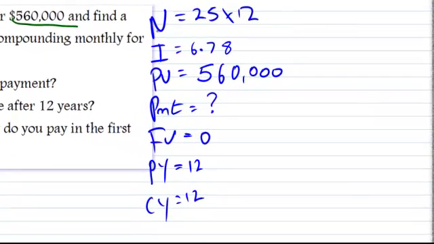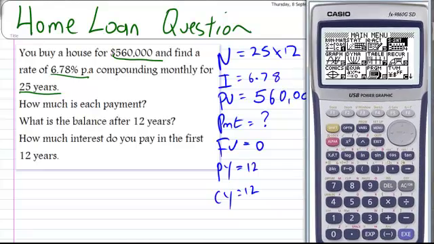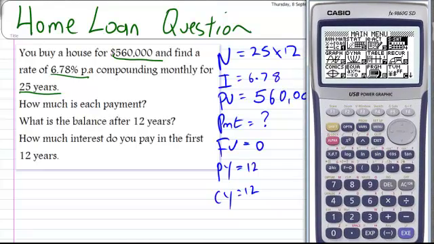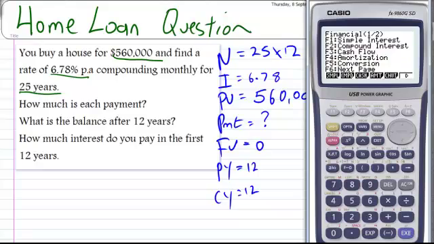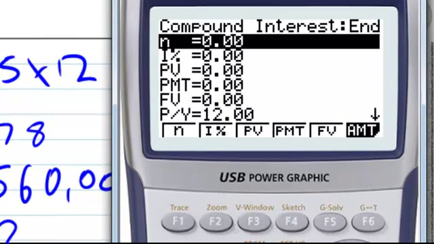So once again, you've got to write down the N, I, PV, payment, future value, payments per year, compounding periods per year. That should nearly be automatic. And then you're filling in some information. So 25 lots of 12, 6.78 for the interest rate, $560,000 is your present value, and you're looking for payments, so that's the one you're missing. So you grab your calculator. We're using the same functions as before. So we come scrolling down till we get to TVM. Choose that one and go to F2, which is your compound interest, and we put in the information that we've got.